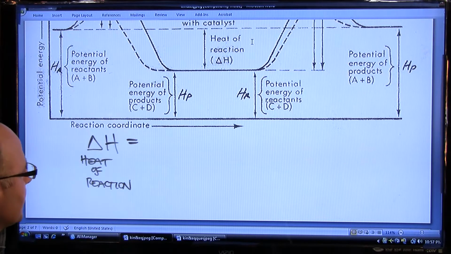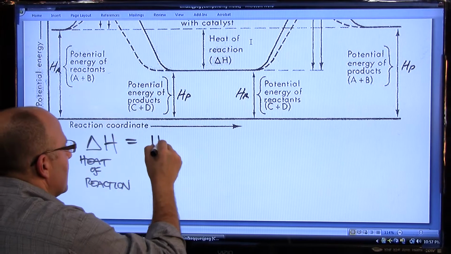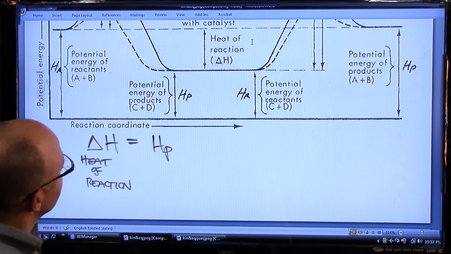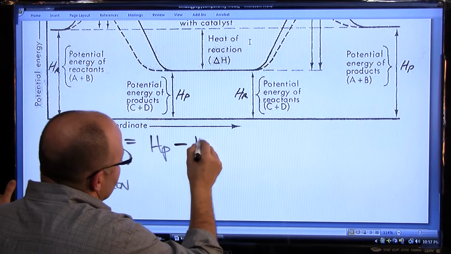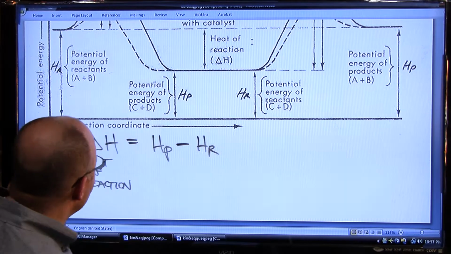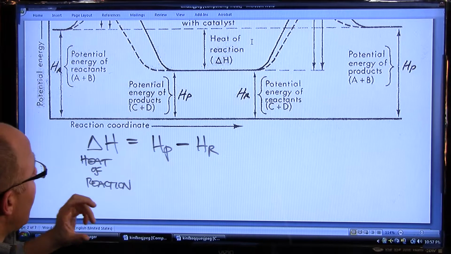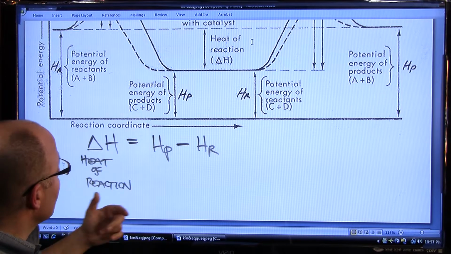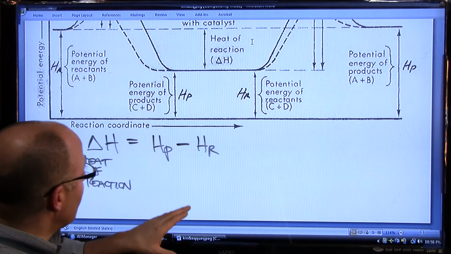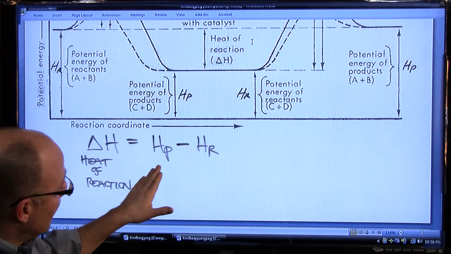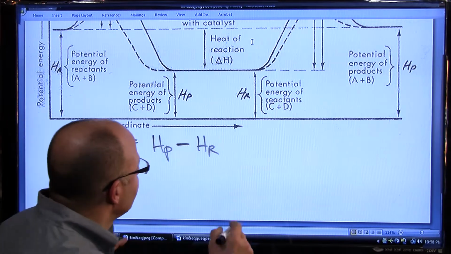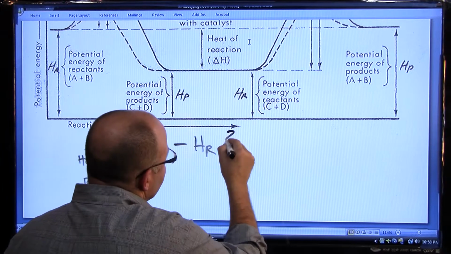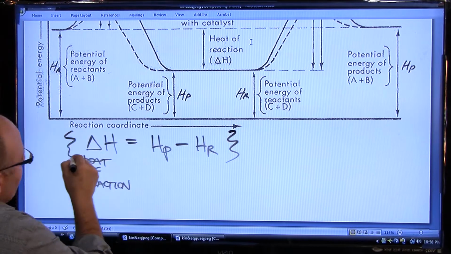The heat of reaction is the potential energy of the products minus the potential energy of the reactants. Now, in an exothermic reaction, since the reactants have more energy than the products, we're going to end up with a negative. It's going to be a smaller number minus a larger number. So, let's write that down here too.